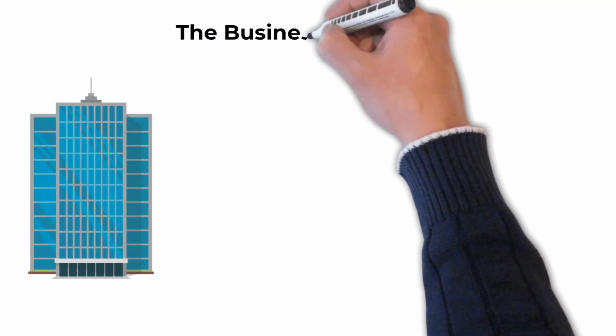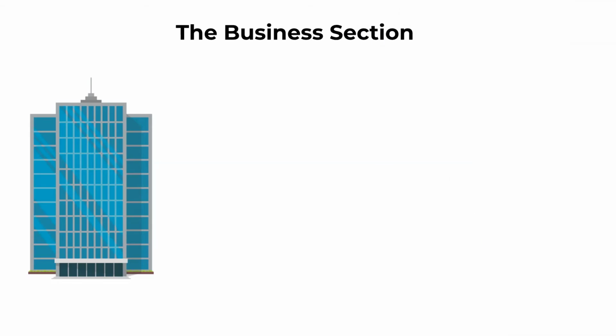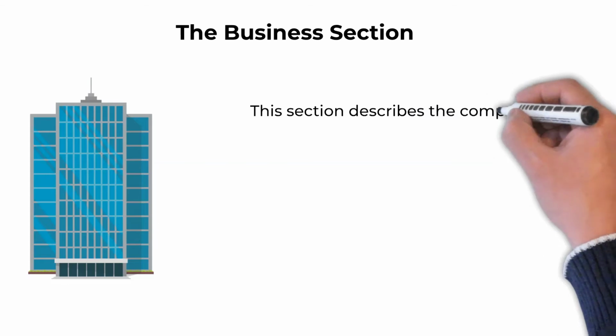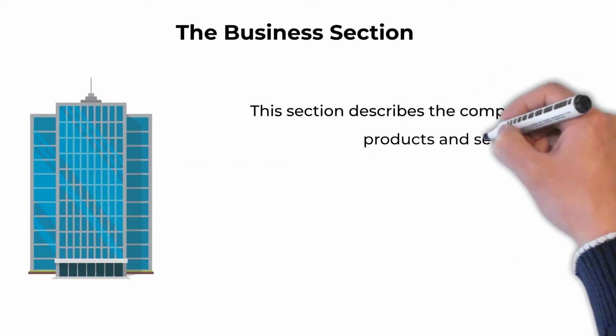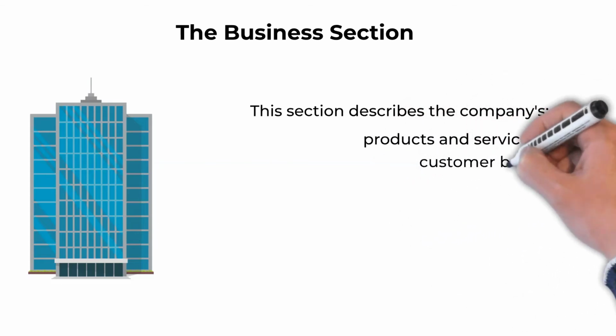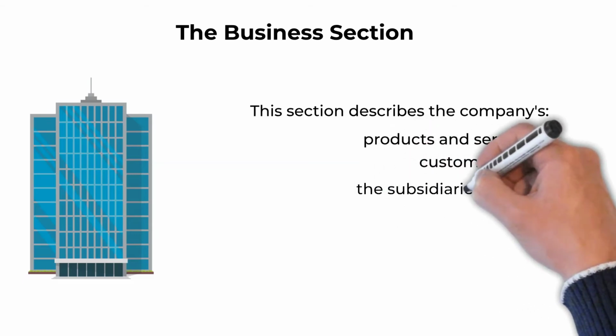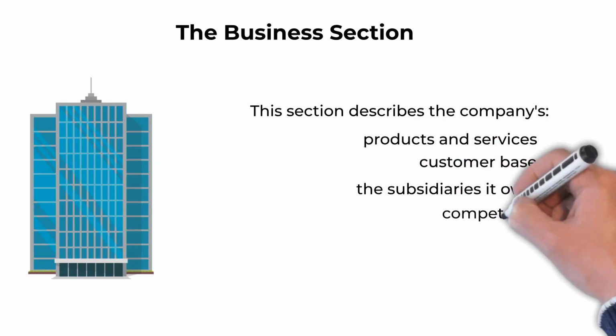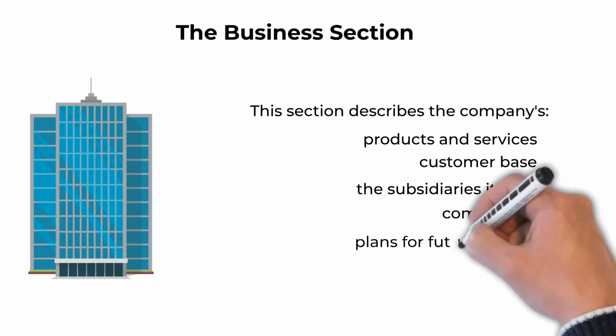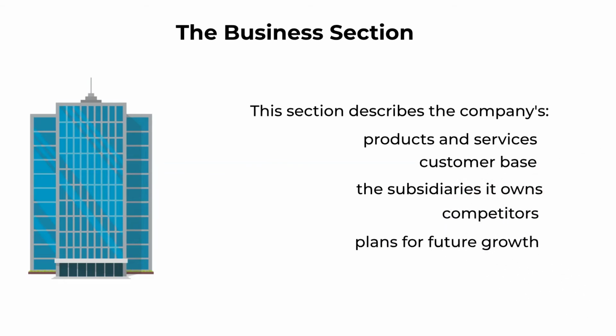The business section of an annual report is probably the section that beginning investors can most easily understand. This section describes the company's products and services, customer base, subsidiaries it owns, competitors, and plans for future growth.